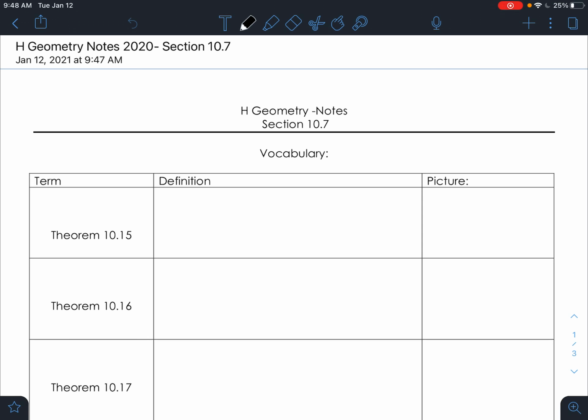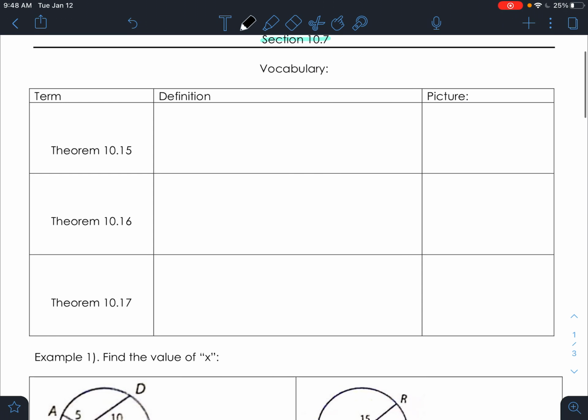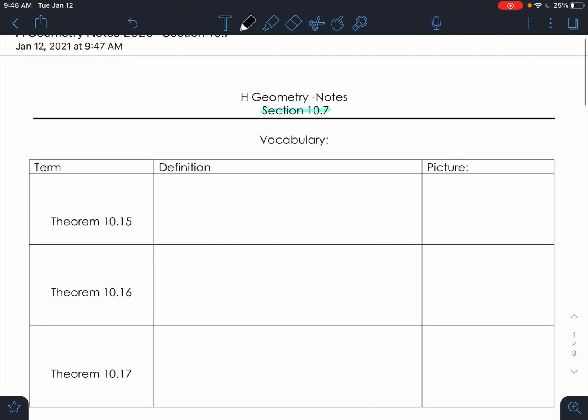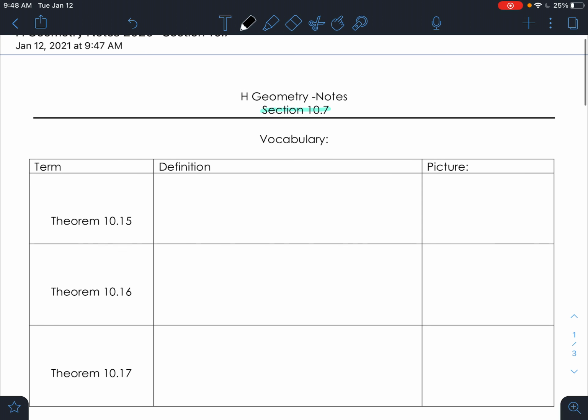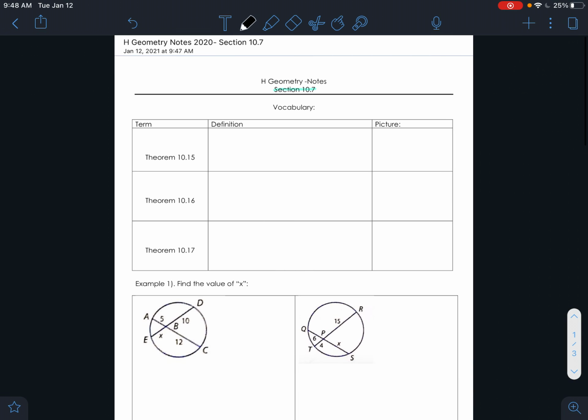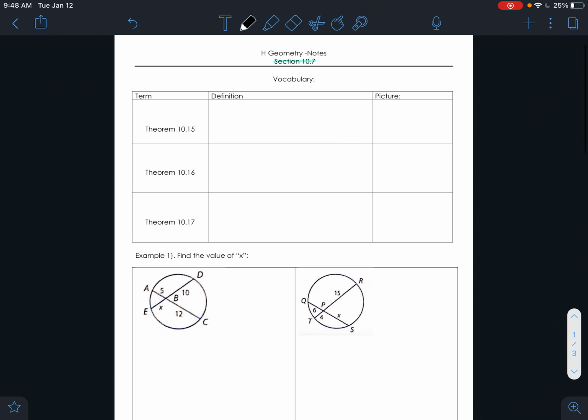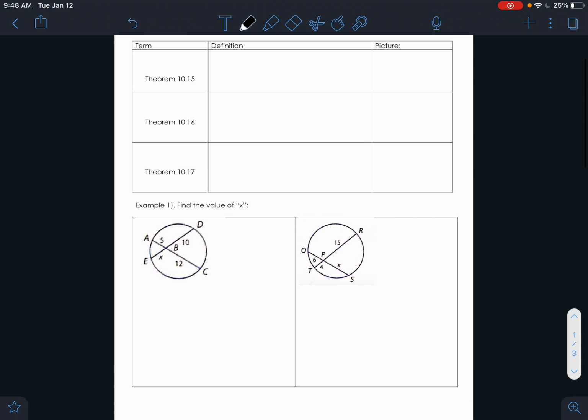Okay guys, so we're here with our last section, section 10.7. The key to this section, before we dig into the different theorems, is that we're now looking at the individual segments within these chords and within these secants. So we're switching our mindset from angles to segments. We're going to jump right into three theorems, and then we're going to apply them throughout.